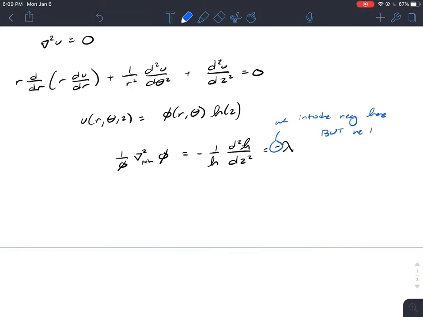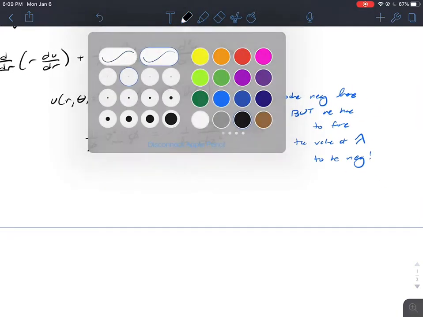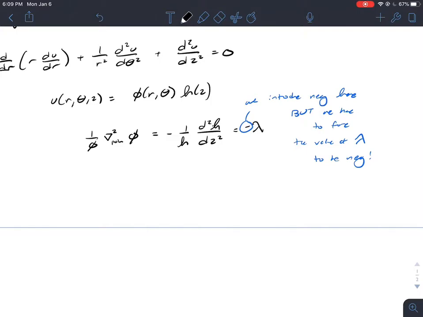But we have to force the value of lambda to be negative. Okay? And the reason why we do this is because if this negative is not here, we cannot satisfy this left-hand side of the equation. And in addition, if that negative is not there, then the lambdas do not satisfy the boundary condition on the edge of the cylinder. So I'm going to ask that you guys take my word for this for now until I explicitly show the reasoning why we choose to do this.